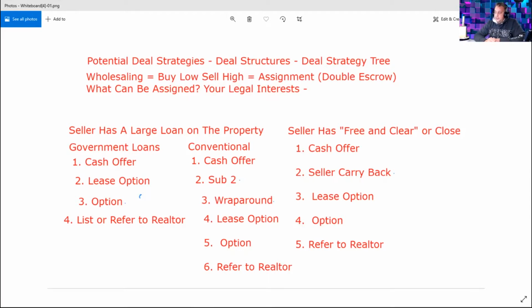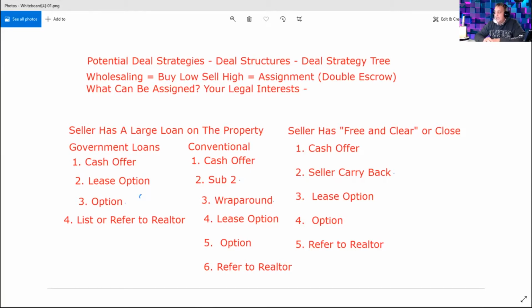It's important to understand that on pretty houses, which we're not talking about today, you may not be offering cash, but on ugly house deals, most of the time, if not 100% of the time, you're going to be offering cash. So let's look at the strategy tree here. If the seller has a large loan on the property, if it's a government loan, the first thing you can do is offer them a discounted cash offer. What about a conventional loan? Well, the same thing, a cash offer.